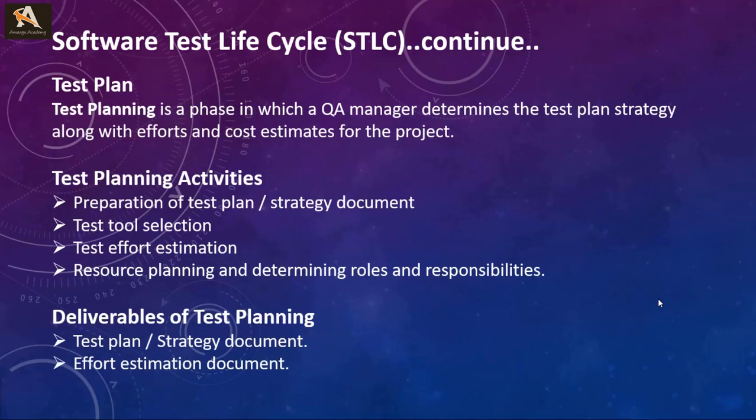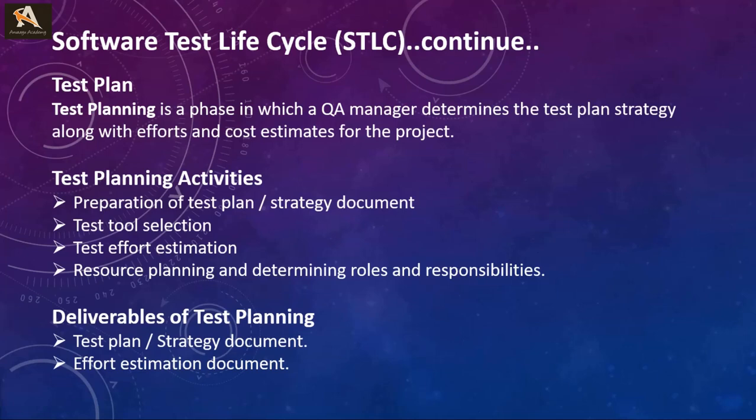Next comes test planning. Test planning is a phase in which a senior QA manager determines the test plan strategy along with effort and cost estimates for the project. Moreover, the resources, test environment, test limitations, and the testing schedule are also determined here. The test plan gets prepared and finalized in the same phase. What are the activities of test plan?